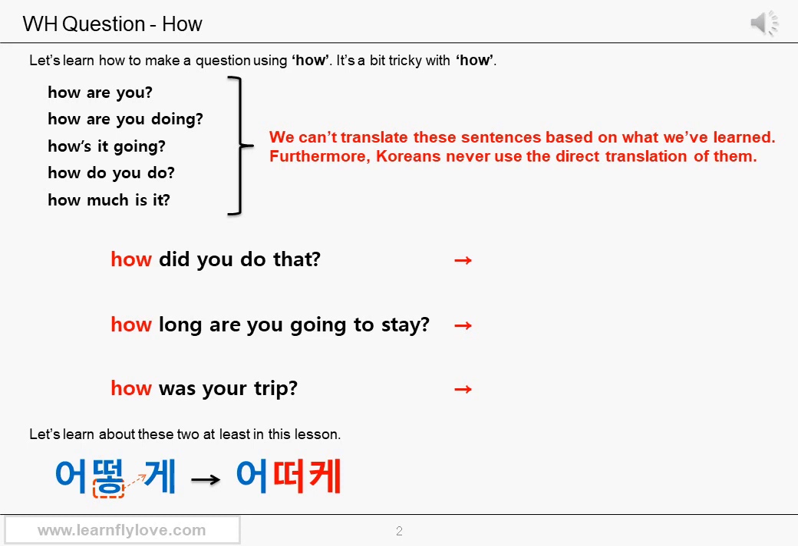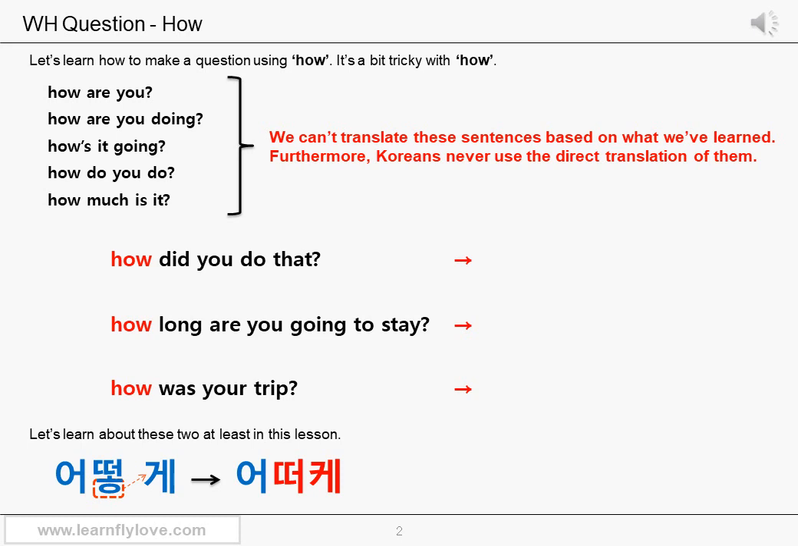What is the most frequently asked question using how in English? Yes, how are you? How are you doing? How is it going? How do you do? Or how much is it? These questions are good examples of what we've been talking about, the questions using how. We can't use the direct translation of them. We might have to change the sentence completely to mean the same thing in Korean, or change the verbs, at least. Maybe it's gonna be easier than we thought.